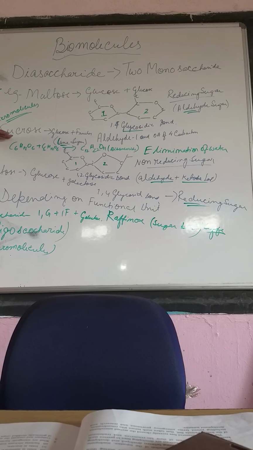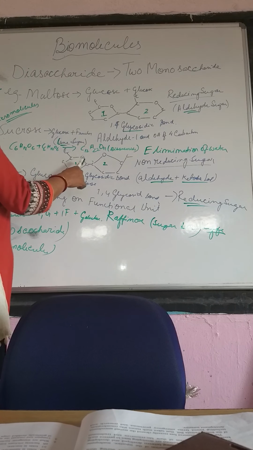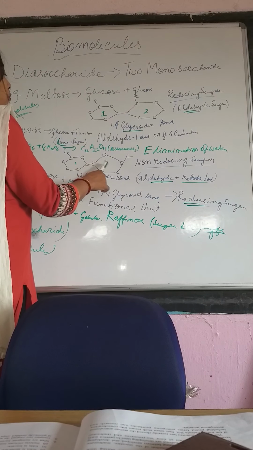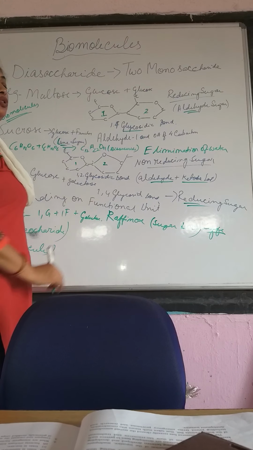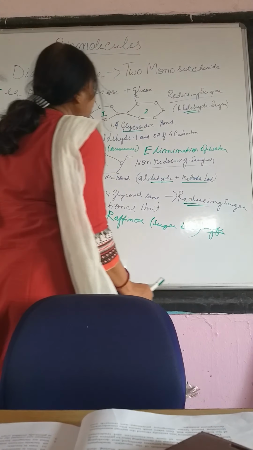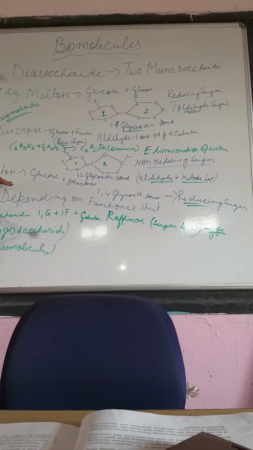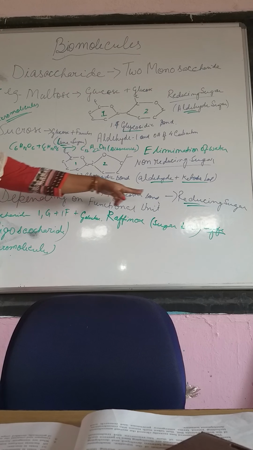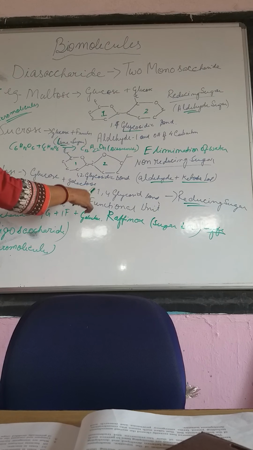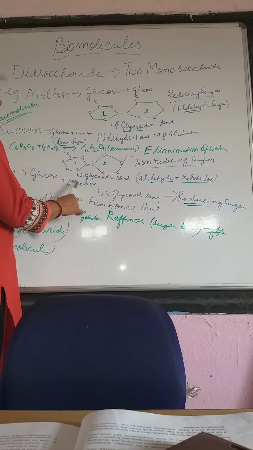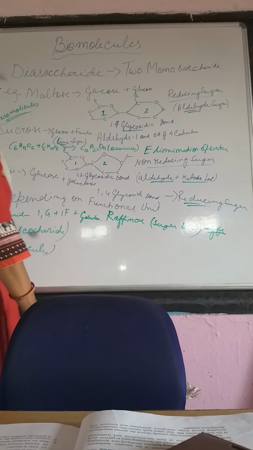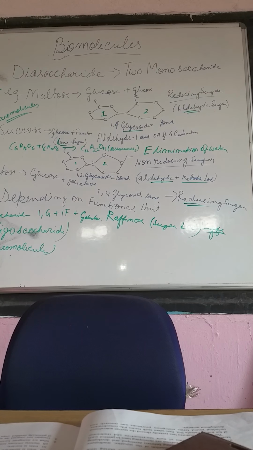Now the sucrose: glucose and fructose, again cane sugar. They both lose the aldehyde and the ketose group, so sucrose is a non-reducing sugar. And in lactose, one functional group, the aldehyde group, is retained. In galactose only the OH is lost, so the aldehyde group remains and it is called a reducing sugar. So the functional group decides this.